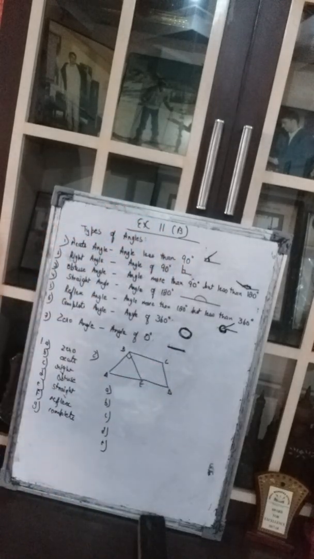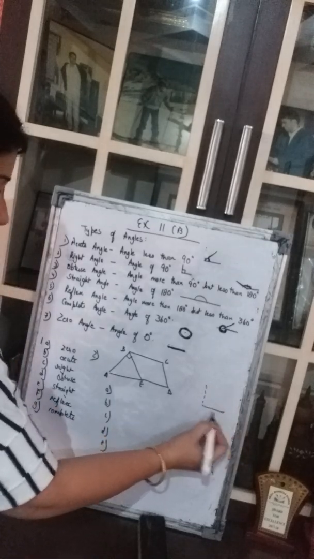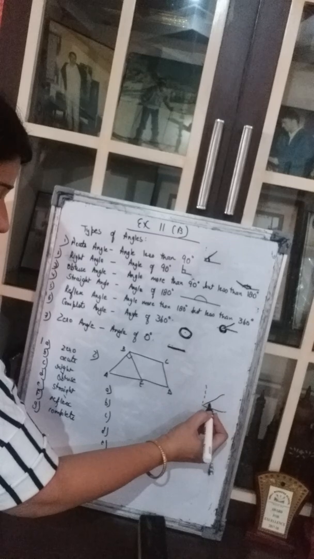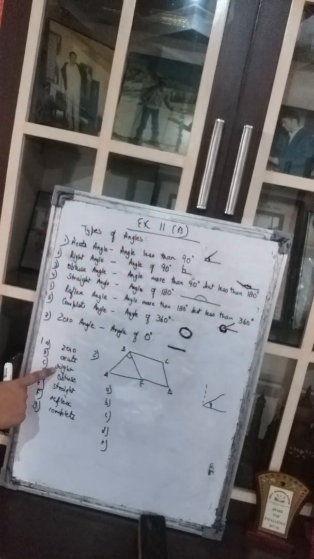Now this angle is acute angle. Why? Because had it been a 90 degree, then it would have been like this. But since it is like this only, that means it is less than this whole angle. So it is acute angle. Now this one, when two lines are meeting exactly straight to each other, this is making a right angle. C part is right angle.